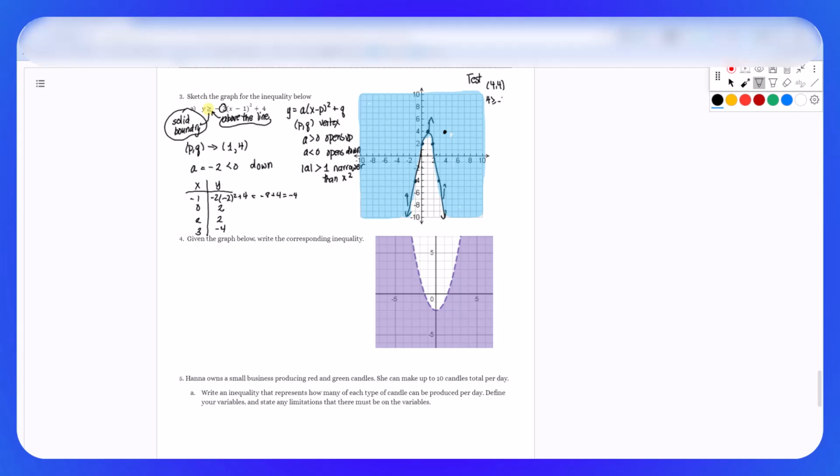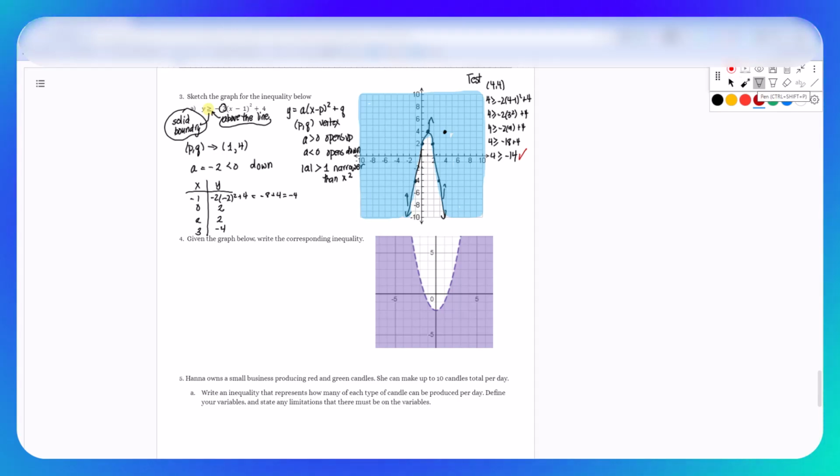4 is greater than or equal to -2 times (4 minus 1) squared plus 4. So that means 4 is greater than or equal to -2 times 3 squared plus 4. 4 is greater than or equal to -2 times 9 plus 4. And 4 is greater than or equal to -18 plus 4, which is greater than or equal to -14. And sure enough, that's true.